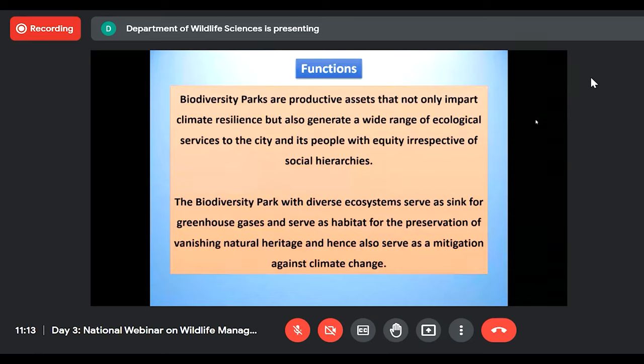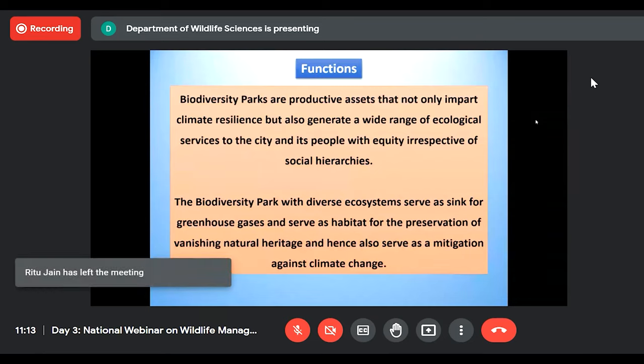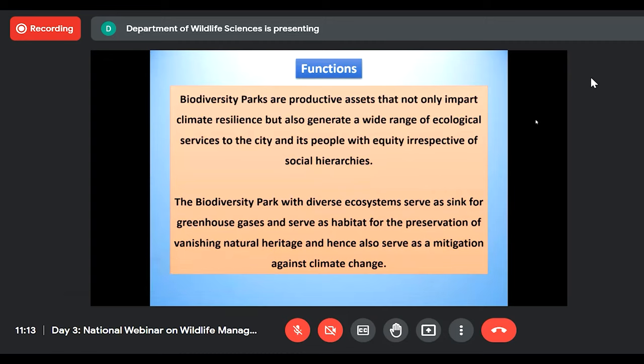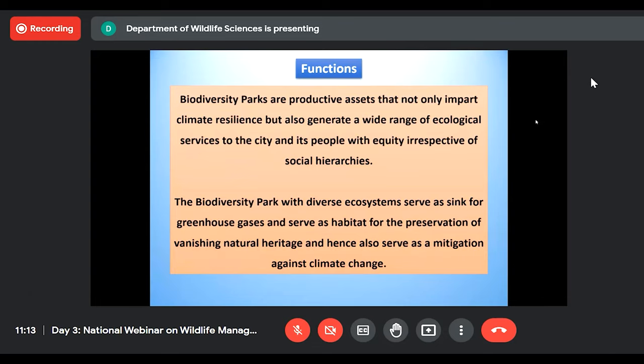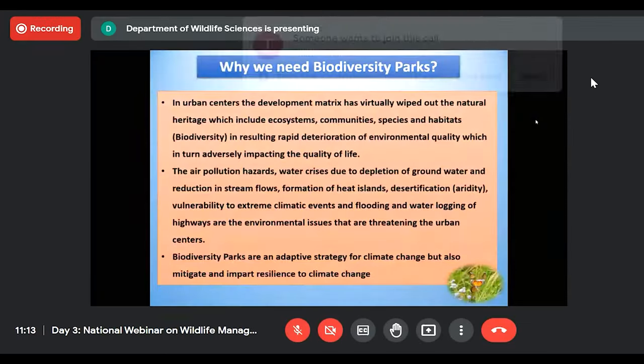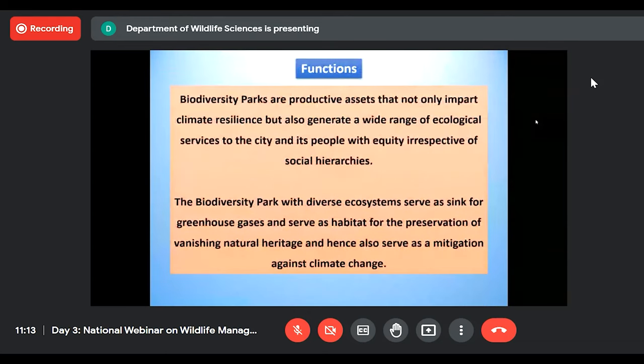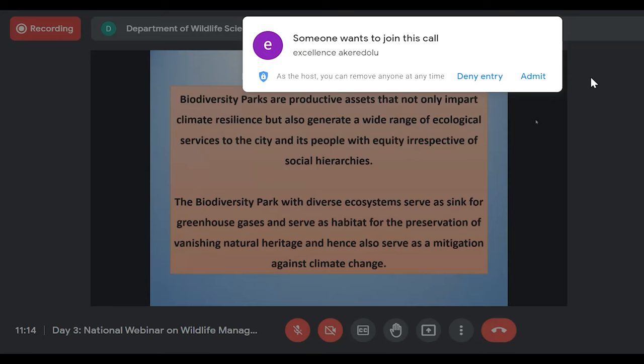What are the functions, you may ask? Biodiversity parks are productive assets that not only impart climate resilience, but also generate a wide range of ecological services to the city and its people with equity, irrespective of social hierarchies. So it is all giving ecological services that nature gives free to everyone. The biodiversity park, with its diverse ecosystem, serves as a sink for greenhouse gases and serves as habitat for the preservation of vanishing natural heritage, and hence also serves as a mitigation against climate change. This is the IUCN resolution also, and this is the aim of any conservation effort, that we should mitigate against climate change. Next, please.